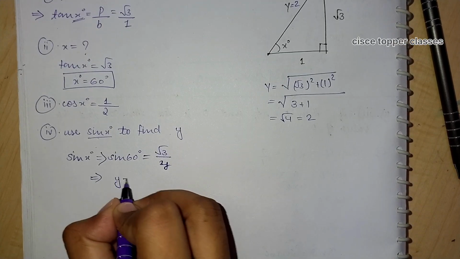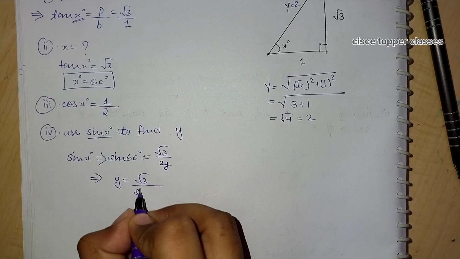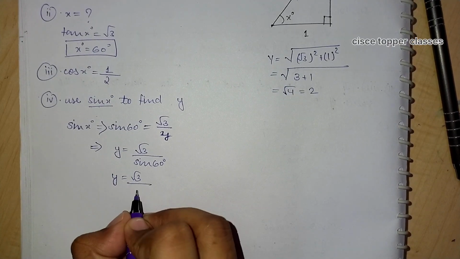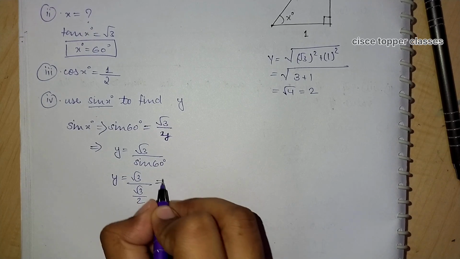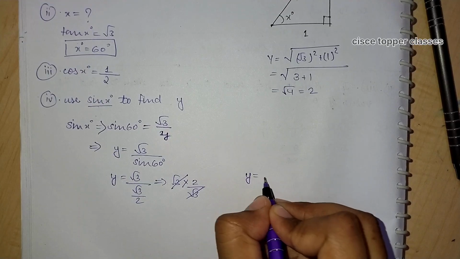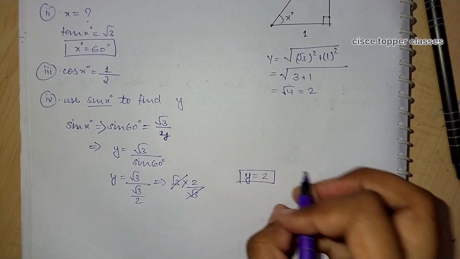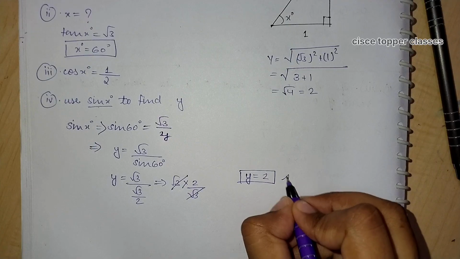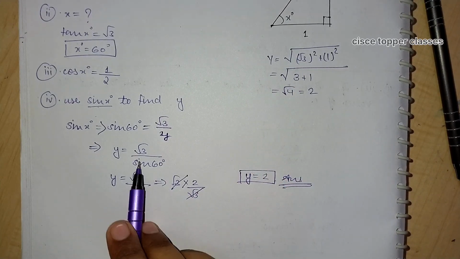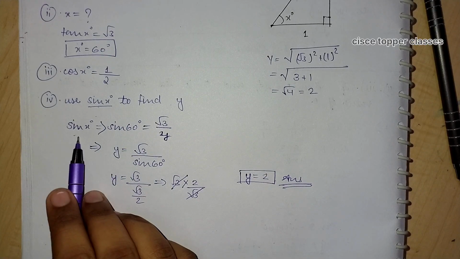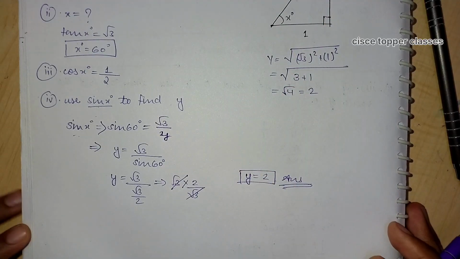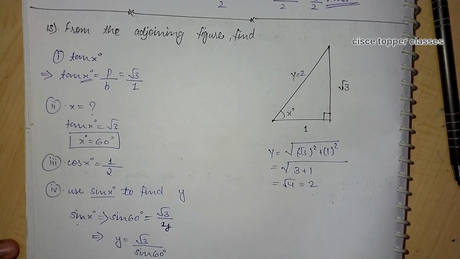So y we can simply write as under root 3 divided by sine 60 degree. And now we'll put the value of sine 60, we know it is under root 3 by 2. So under root 3 into 2 divided by under root 3, this will be cancelled out, and from there we got y as 2. Y is equal to 2. So this is the final answer in this question. It is verified also by Pythagoras theorem and from this method also. This is the second method we can use for finding the value of the hypotenuse here. So this is the solution of the 13th question.